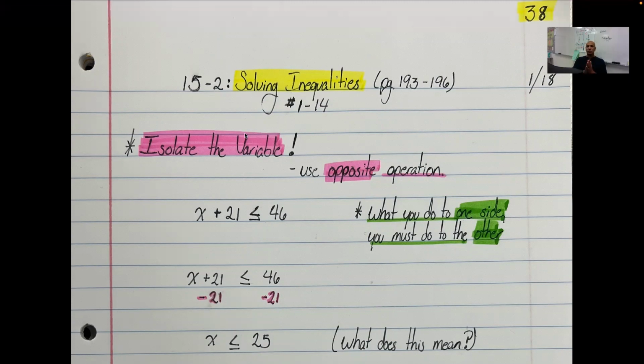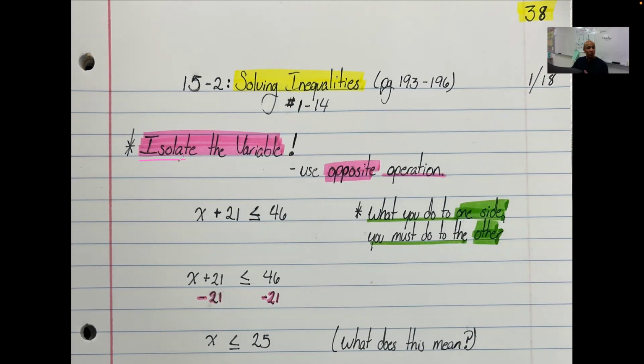This is going to be a pretty short video because, ladies and gentlemen, when solving inequalities, our goal is the exact same goal as it was when solving equations. Our goal when solving inequalities, simply put, is to isolate the variable. And what does it mean to isolate the variable? That means we want the variable to be all by itself.